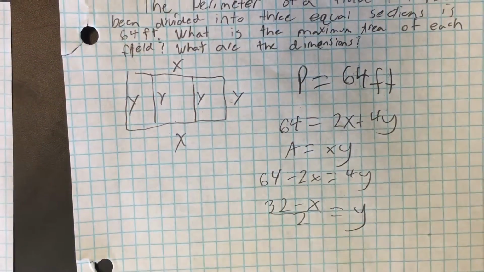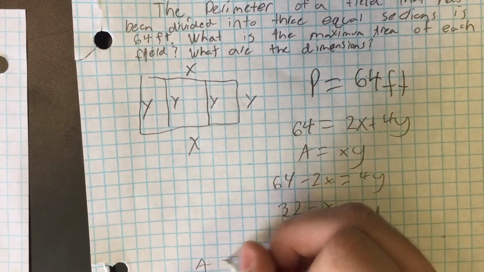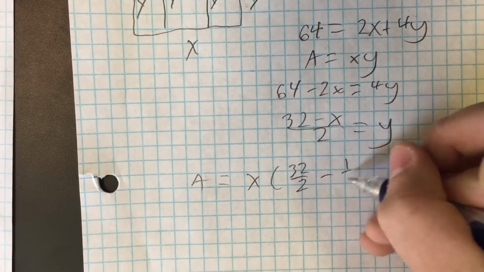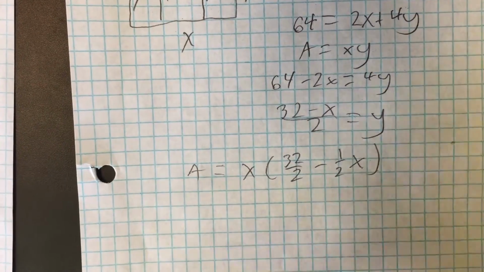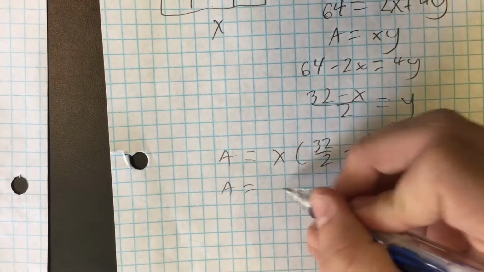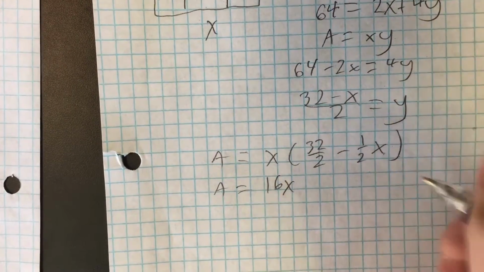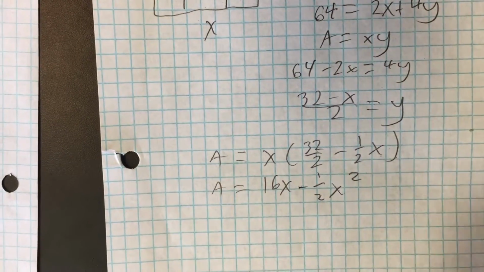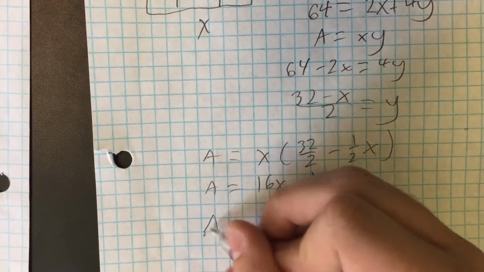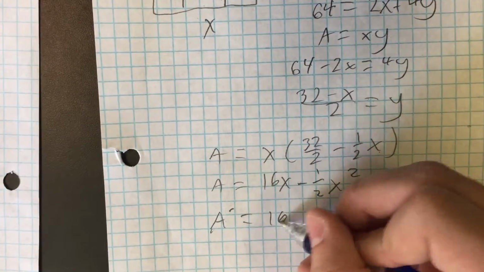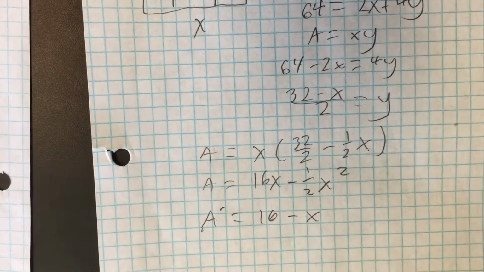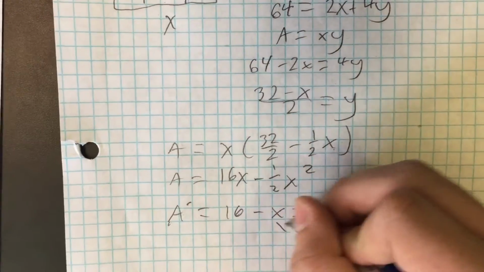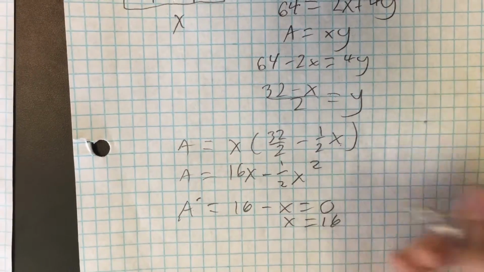So after that, we can set it up as A equals x times (32 over 2 minus 1/2 x), and then simplify that again to 16x minus 1/2 x squared. And then take the derivative of this. So A prime is going to equal 16 minus x. So we set this equal to 0, and that's going to give us x equals 16.